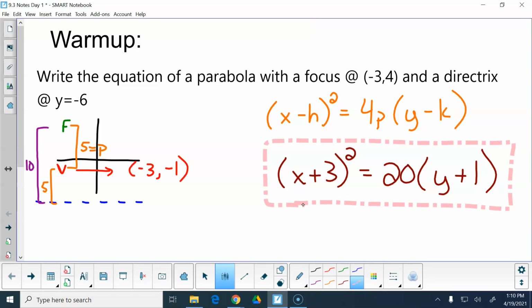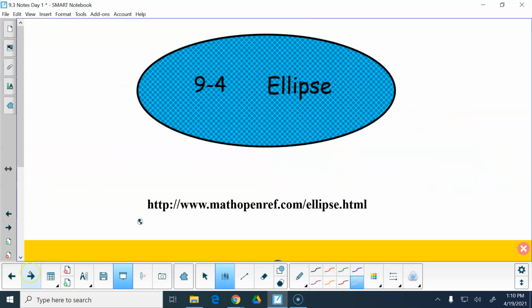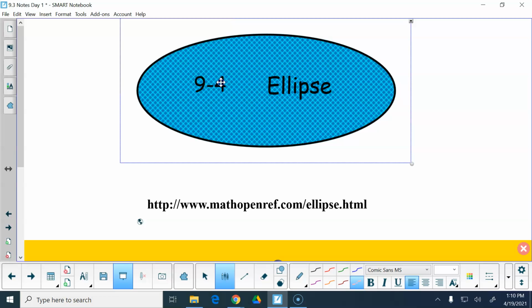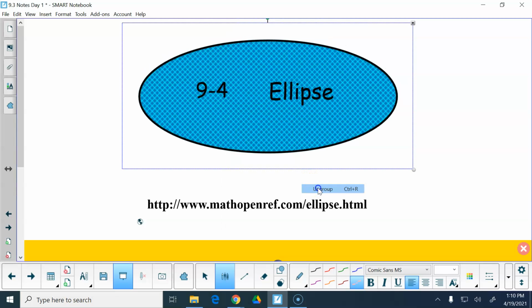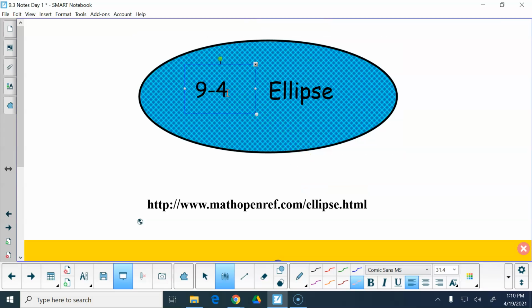Possibly. Good? Great, grand, and wonderful. Today we're going to move on to our next topic. Only section 3, not section 4.